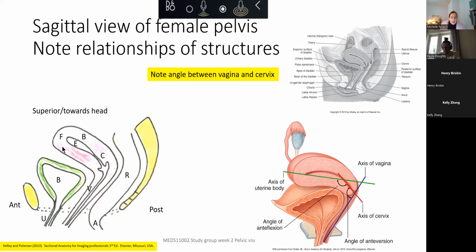The uterus has different components, as I've just mentioned. So what's the top part of the uterus called, this part up here? Fundus. The fundus. So F stands for fundus. B stands for body. And see the cervix, I've drawn it.